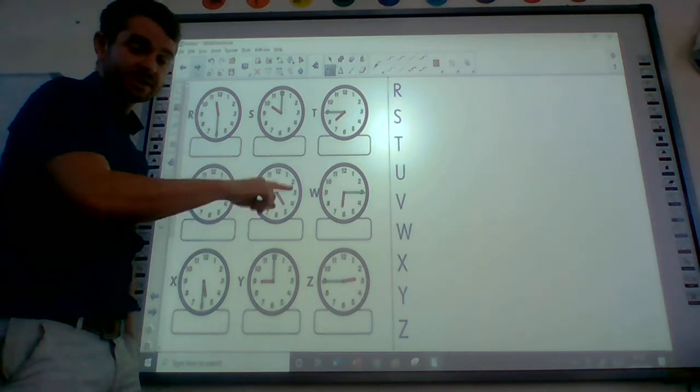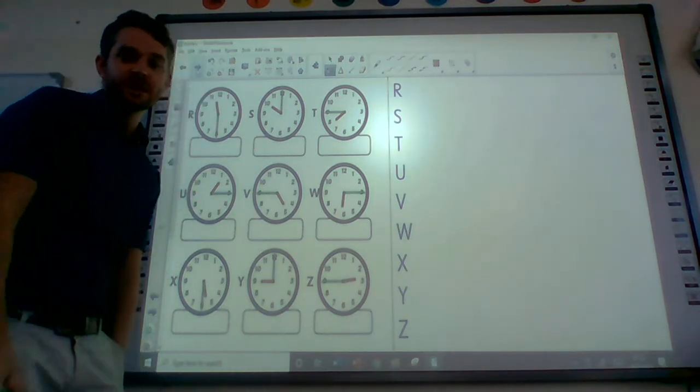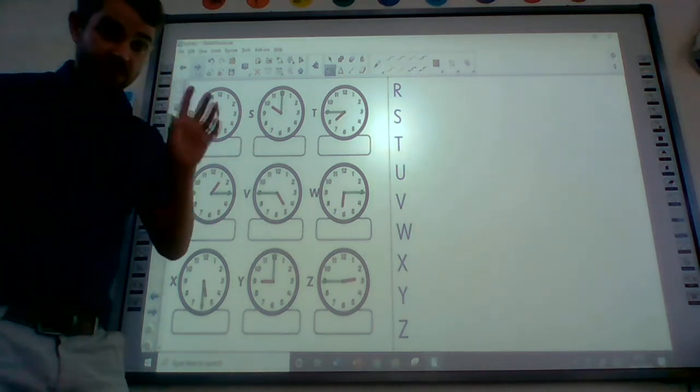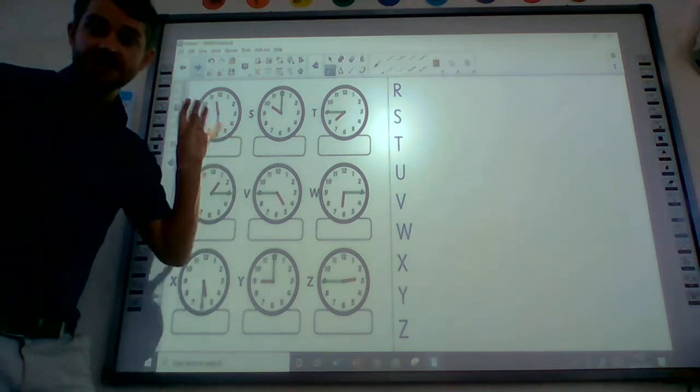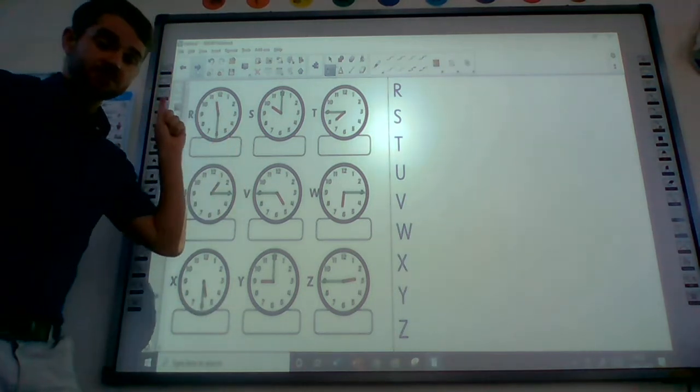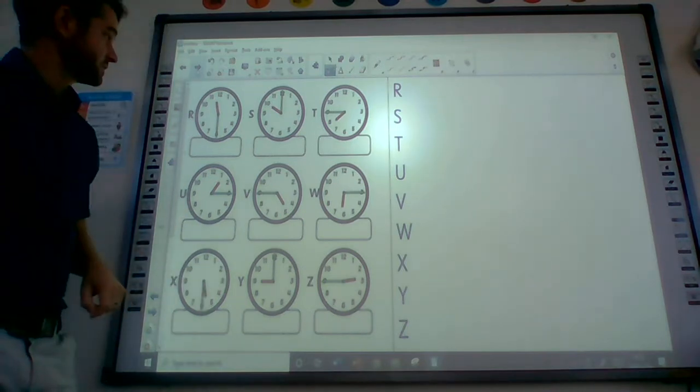If you're finding it tricky, I need to know so I can give you some extra practice. Because this week, we're going to make it a bit more complicated. Tomorrow, time is going to be a bit different. So you've got to make sure you're feeling confident with this one.